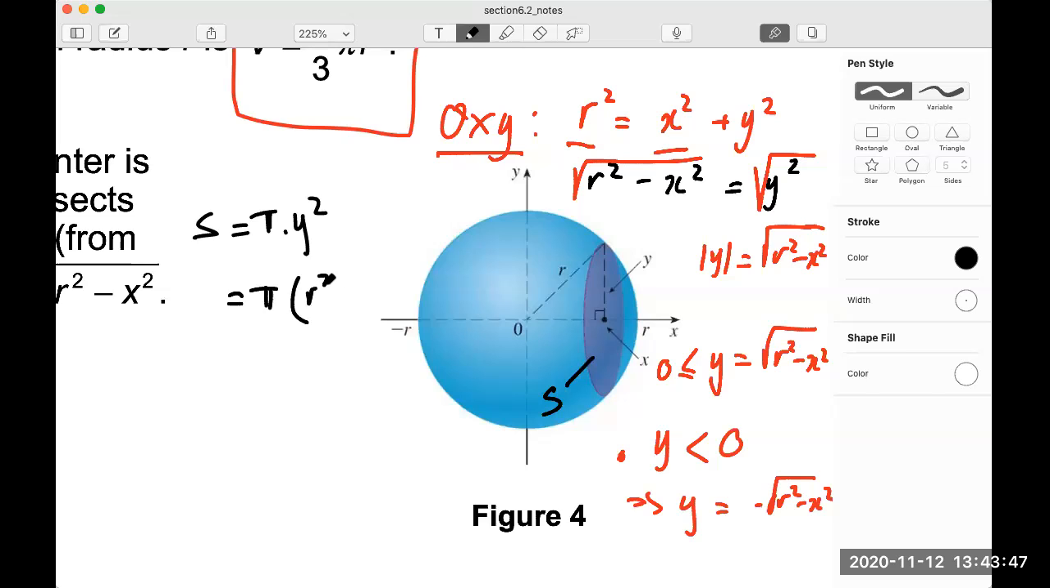Very good. R squared minus X squared, right? So this is the area here. In order to compute the volume of this, let us take the integral from negative R to R here of S delta x, right? From negative R to R, which will give us the volume of this guy, right?